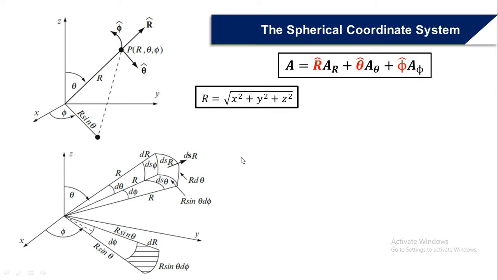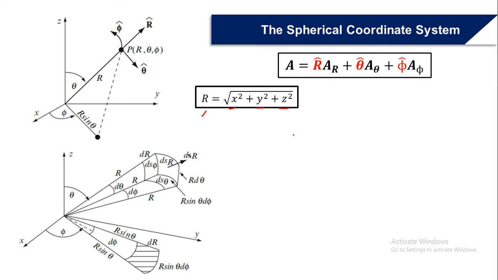Okay? So, first, we have yung ating R, the capital R. So, capital R represents yung haba ng ating coordinate or point dun sa origin. Ayan. Okay? It is equal to the square root of x squared plus y squared plus z squared. Okay? So, parang distance formula siya.